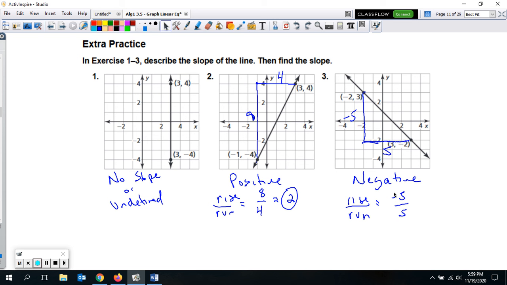If you can't simplify the fraction, then that's your slope. But negative 5 over 5, we can simplify to a negative 1. So the steepness of this line is described by negative 1. All right, let's move on to our next part.